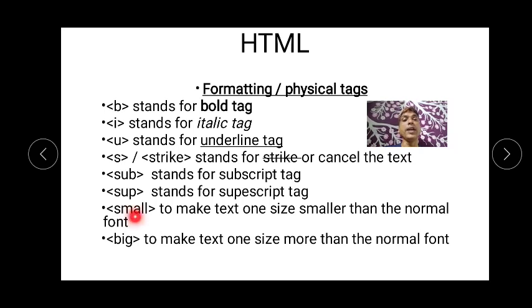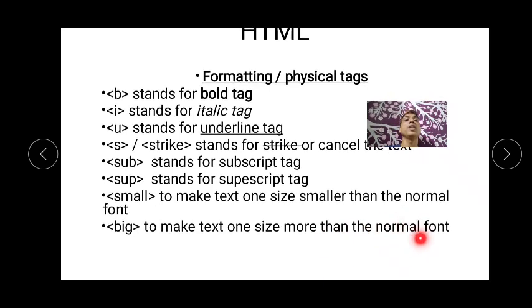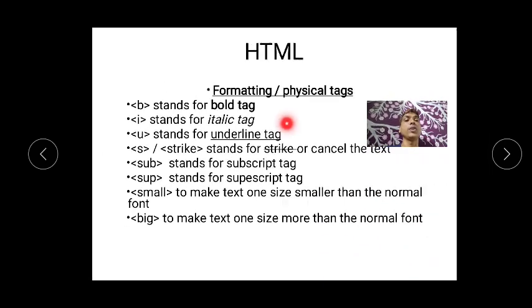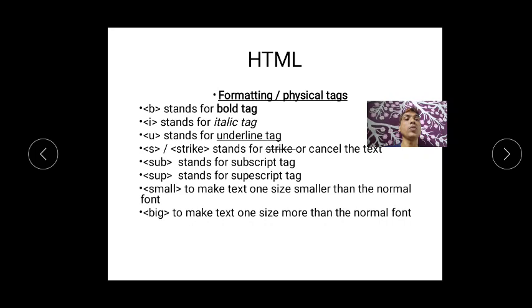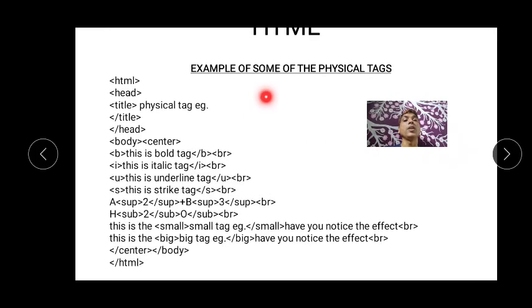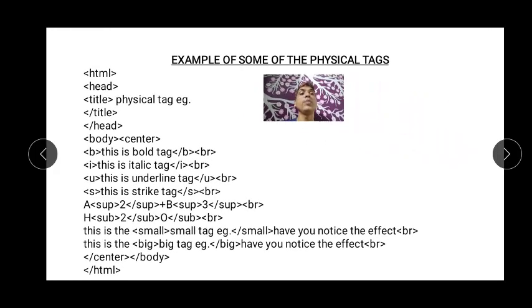Then we have the small tag. Remember that the small tag will make text one size smaller. Whatever text you write between the tags will be one size smaller than the normal font. And the big tag is exactly the opposite of the small tag, that is, one size bigger than the normal font. Okay, now we'll go to the next slide. Now this is the code, or an example, of your HTML file. You can try it out on your computers. That is the physical tags.